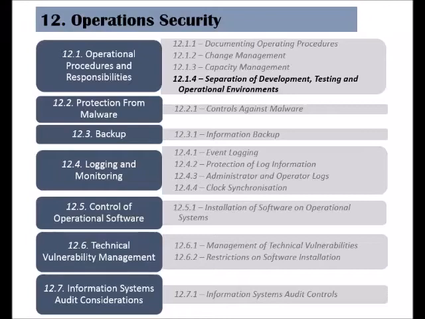The last control of the operational procedures and responsibilities category is called separation of development, testing, and operational environments. It does not make sense that an organization would develop and test an application, a solution, or any critical activity directly in the operational environment, and this control ensures this doesn't happen.